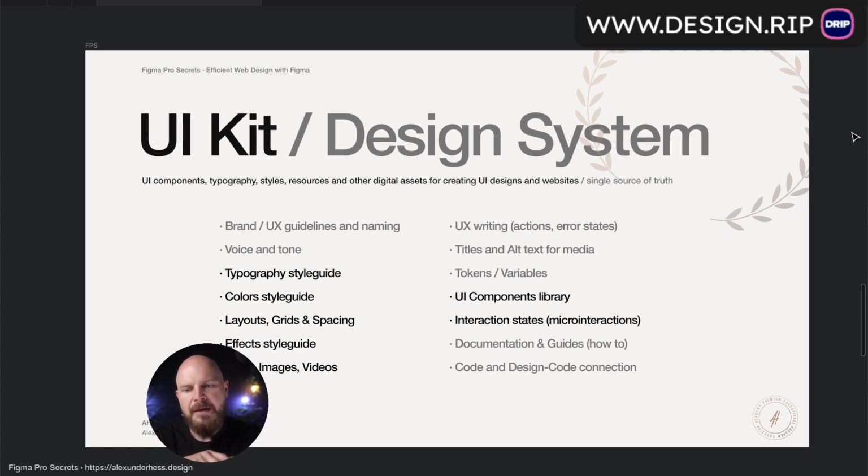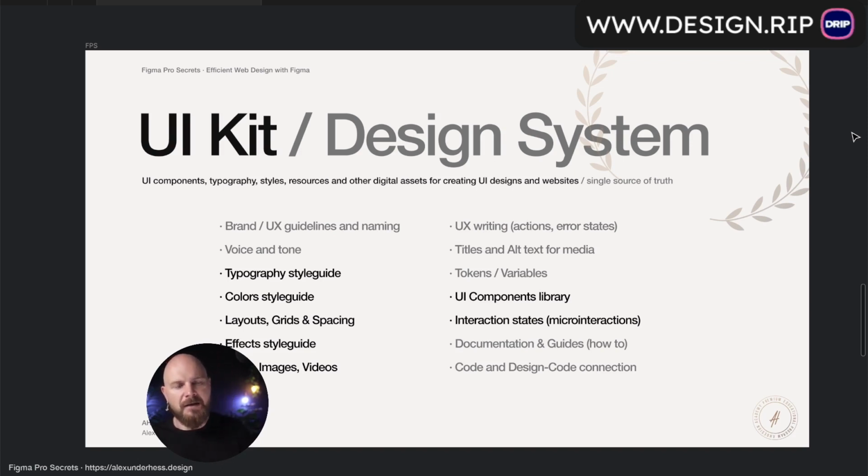Everything else, like brand, UX guidelines, and naming, where we use this logo, where we don't use this logo, how this logo will be used if it's on mobile, and what's the difference between the mobile version of the logo and the logo for the desktop, logo at the top navigation, and logo in the footer. Is there any difference? So all the guidelines are part of the design system. Voice and tone, this is related mostly to the message, to the copywriting. It's also part of the design system.